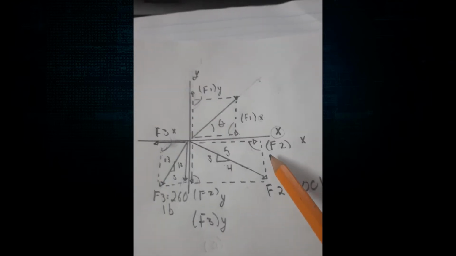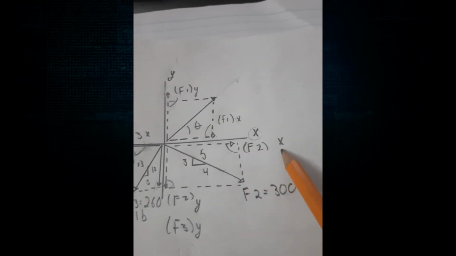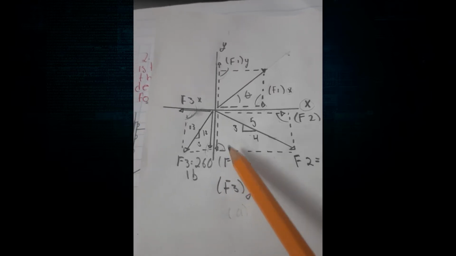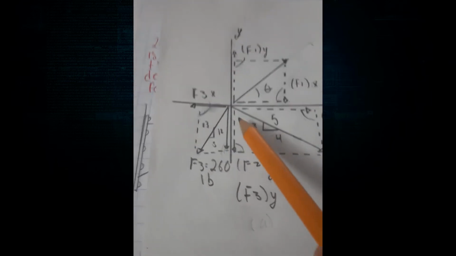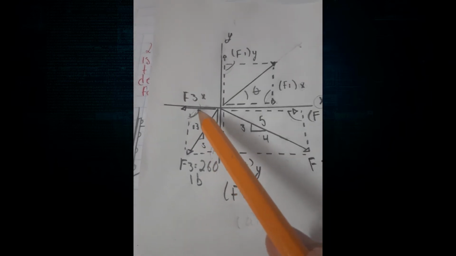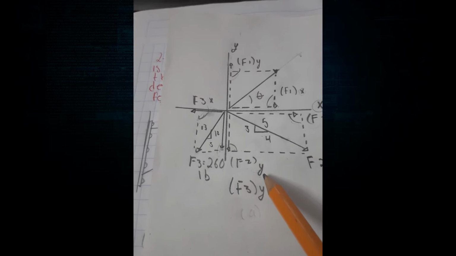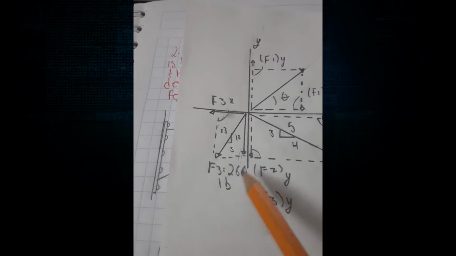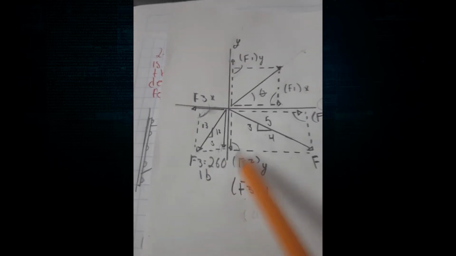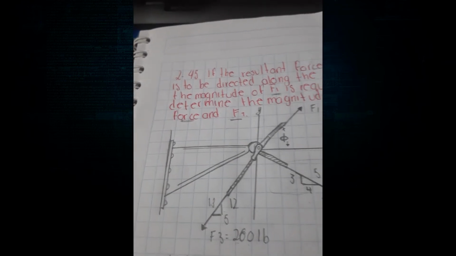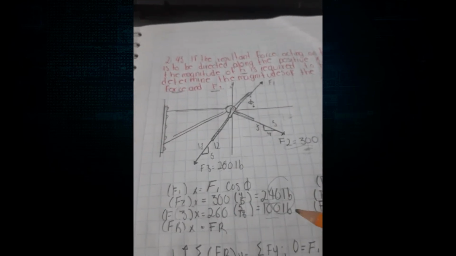F2 is equal to 300. That signifies that F2 is this part in the x-axis, and F2 is this part in the y-axis. That is the same, and that is the same because they are right angles. And F3 in the x-axis, and F3 in the y-axis. F3 is equal to 216.